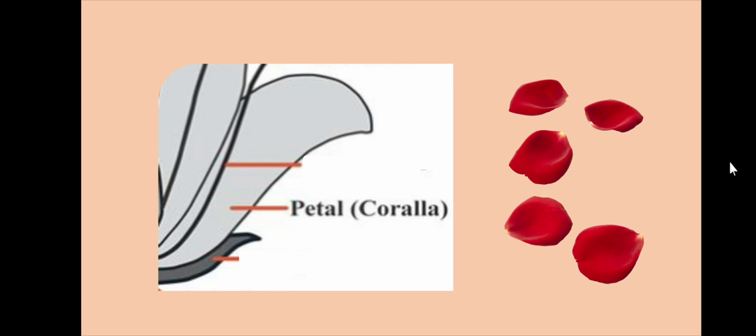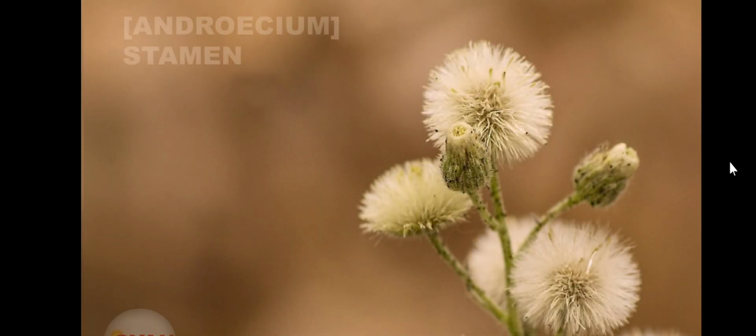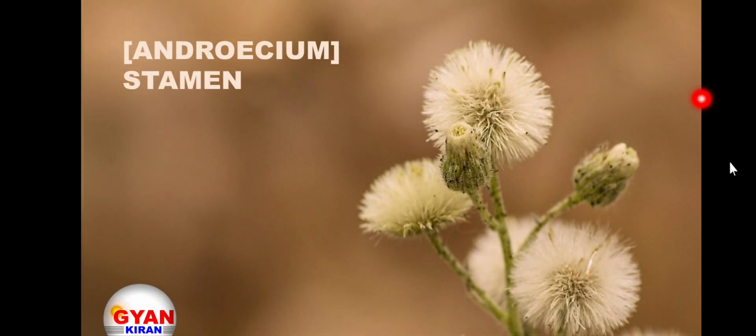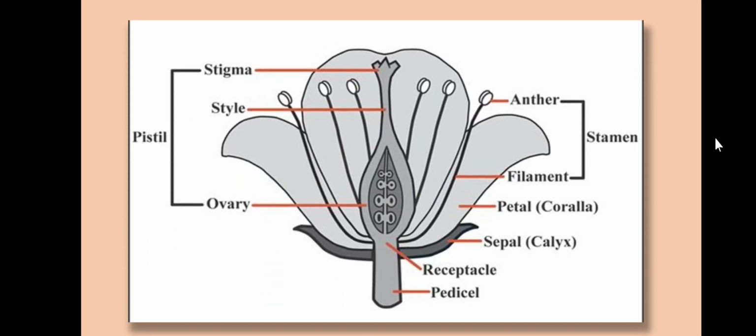Then the next whorl of the flower, that is androecium. Androecium is the male reproductive part. It is the third whorl of the flower. Androecium is an aggregation of stamens. Aggregation of stamens together is considered as androecium.